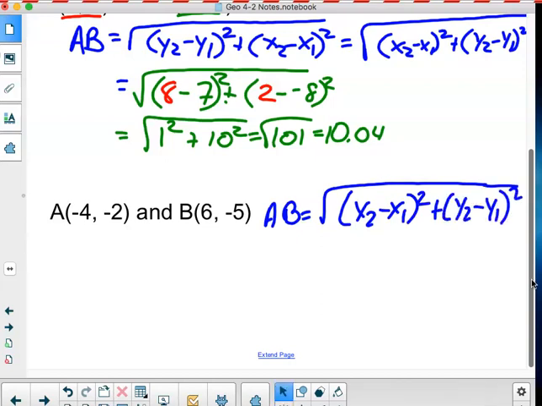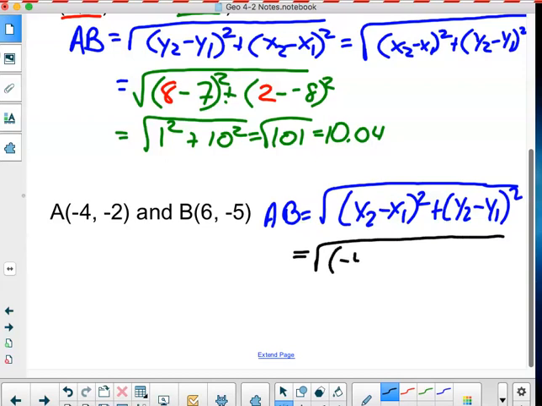Find the difference of the y's, find the difference of the x's, square them both, and then add them together. Go. It's your turn. Figure it out. Okay, so we're going to just plug things in. I got my x's, negative 4 minus 6, squared. I got my y's, negative 2 minus negative 5, squared.